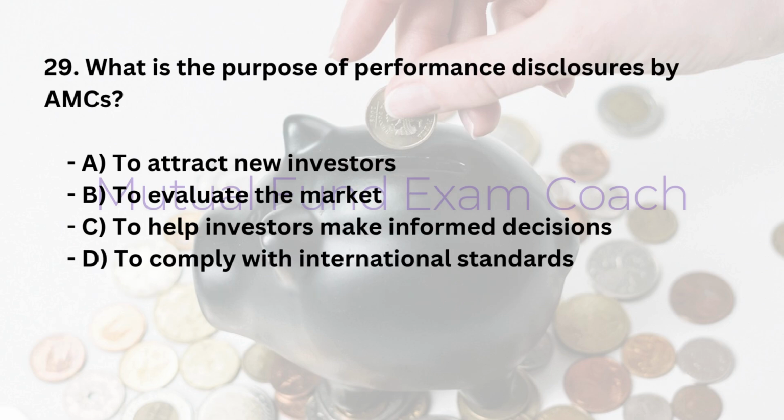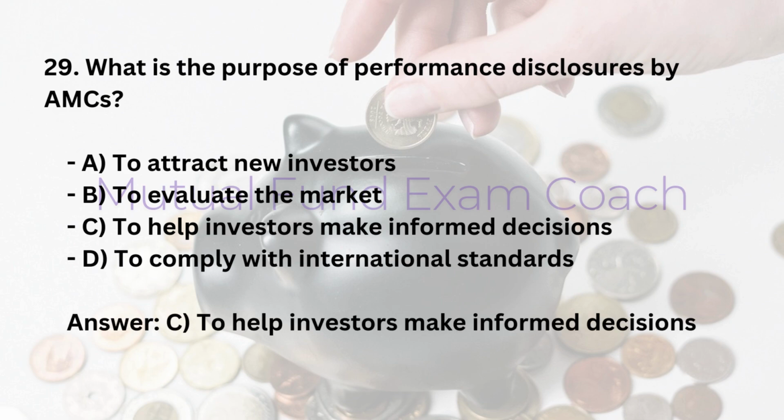29. What is the purpose of performance disclosures by AMCs? A. To attract new investors. B. To evaluate the market. C. To help investors make informed decisions. D. To comply with international standards. Answer: C. To help investors make informed decisions.